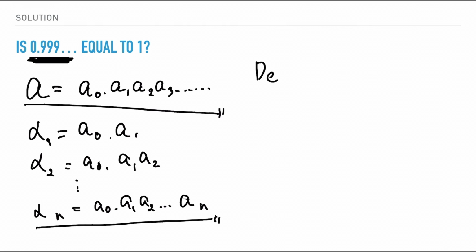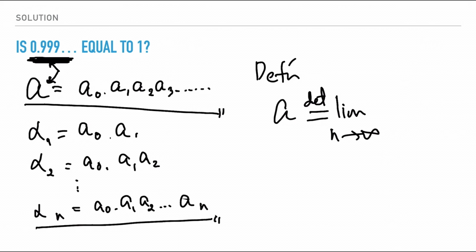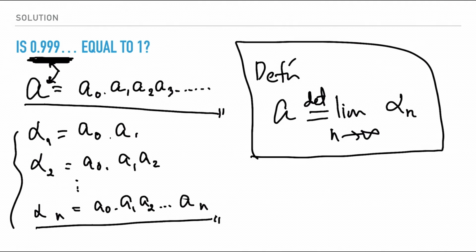And we define a by definition. What we actually mean by a number a with an infinitely long decimal expansion, we define it to be as follows. It is the limit as n approaches infinity of the sequence defined by the alphas here. So this is alpha sub n. So this is what we mean by this number.